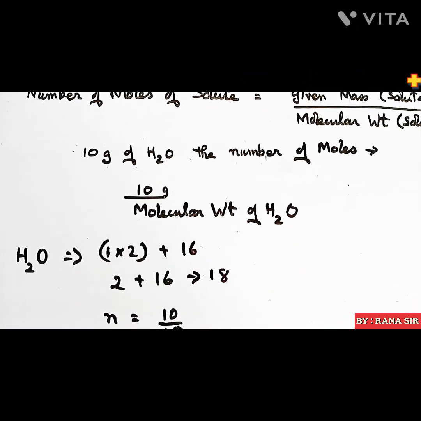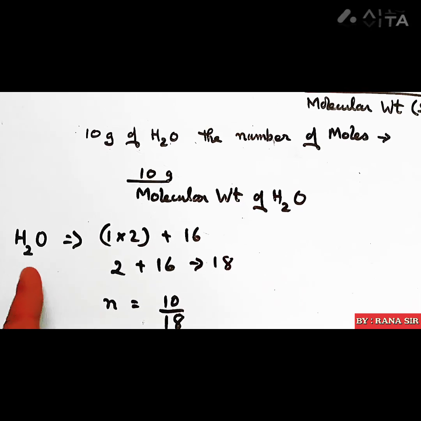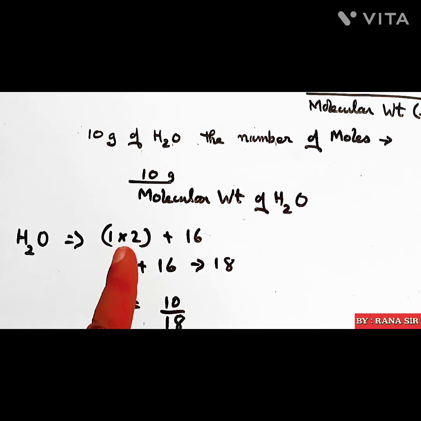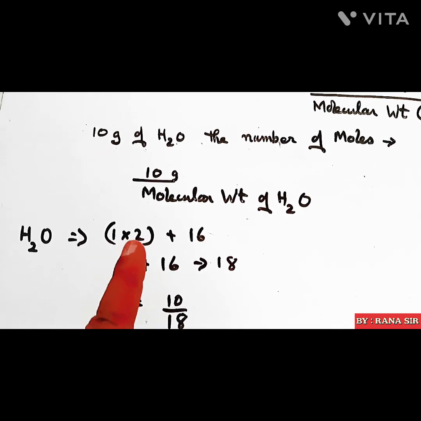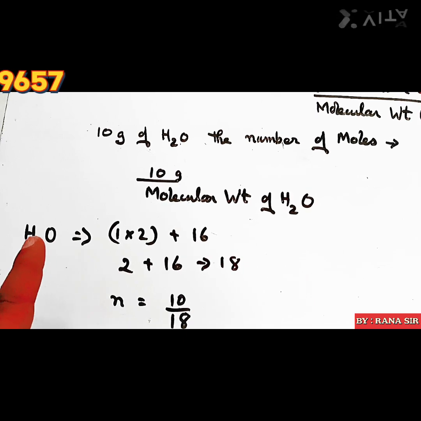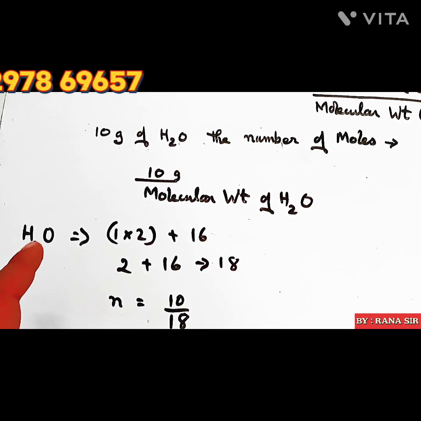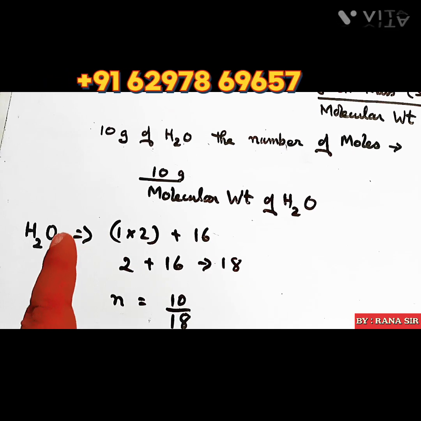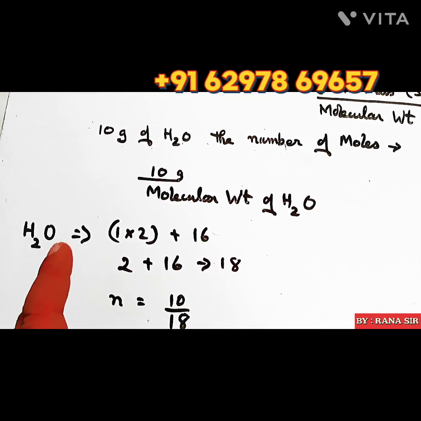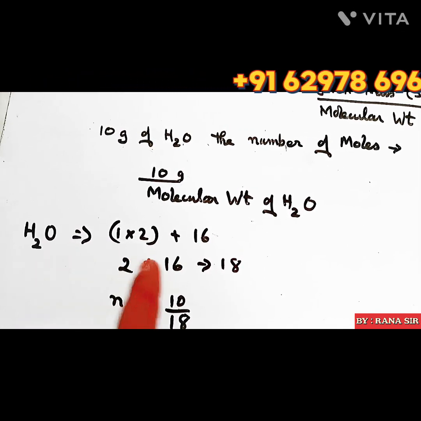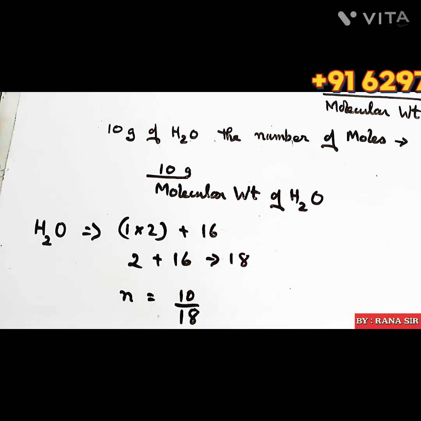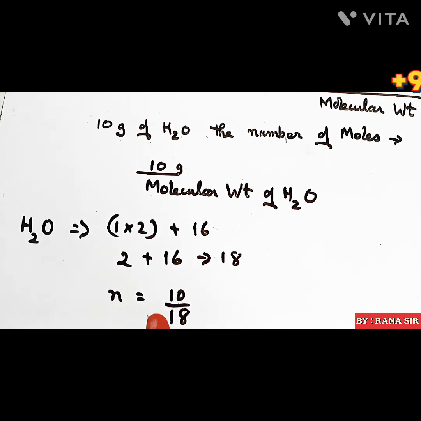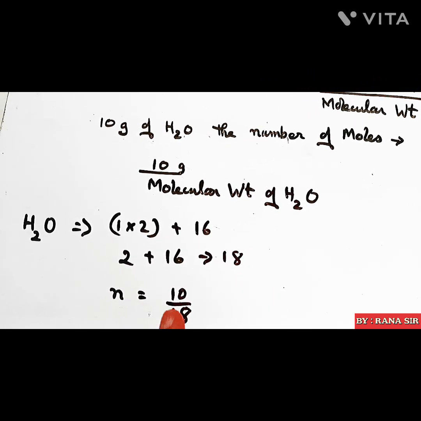How to find the molecular weight? H2O molecular weight is 1 into 2. Where does 1 come from? 1 is the weight of 1 atom of hydrogen. 1 into 2 plus the mass of oxygen, which is 16. So 2 plus 16 equals 18. So number of moles of water, N, equals 10 by 18.